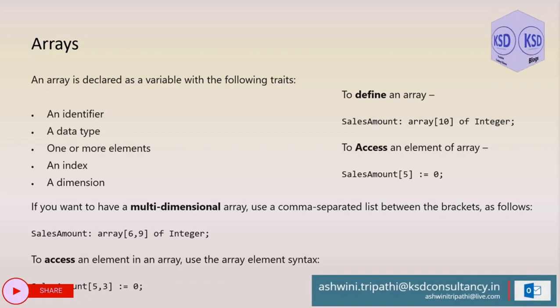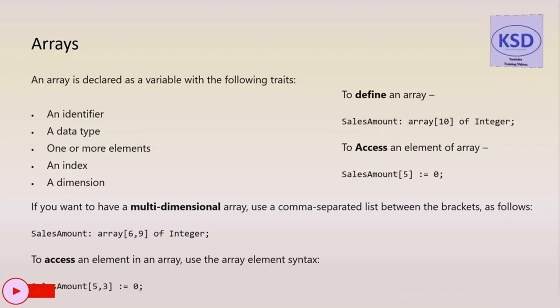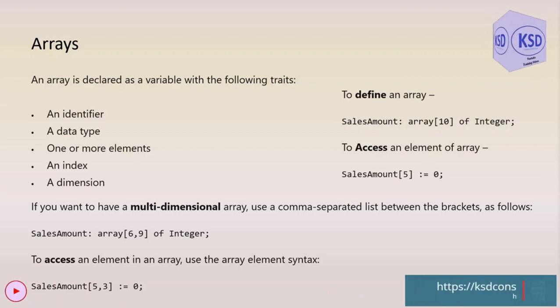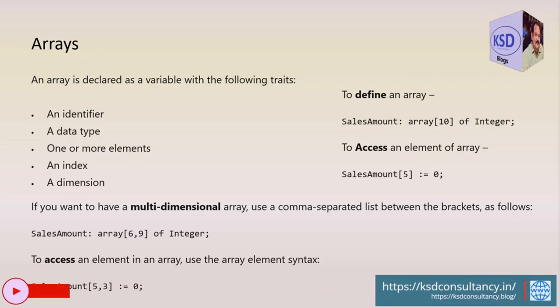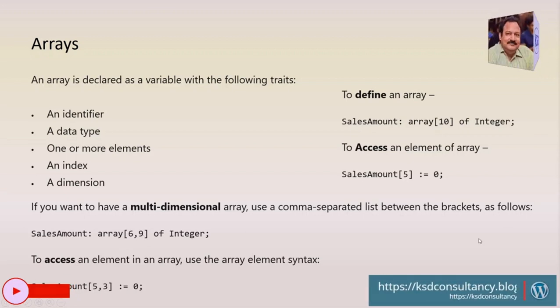So having only one element between the square brackets indicates that you are using a one-dimensional array. If you want to have a multi-dimensional array, use a comma separated list between the brackets, as you have seen here. We have defined an array of 6 rows, 9 columns.